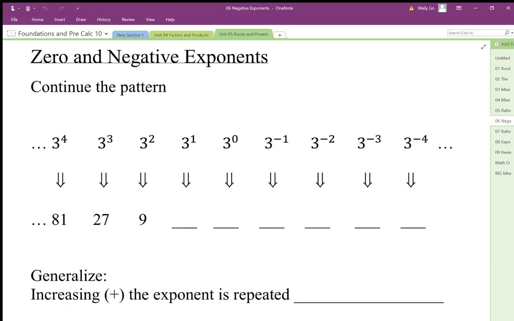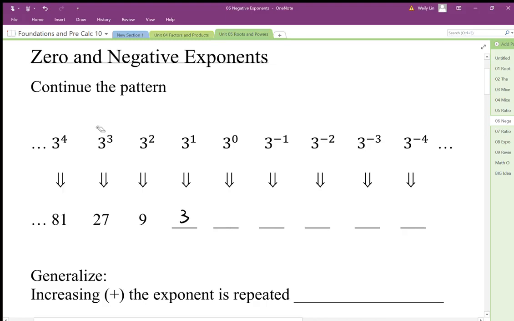So I've just looked at powers of 3. If I have 3 to the power 4, I get 81. So 3 times 3 times 3 times 3 is 81. 3 to the power 3 is 27. 3 squared is 9. And 3 to the power 1 is 3.